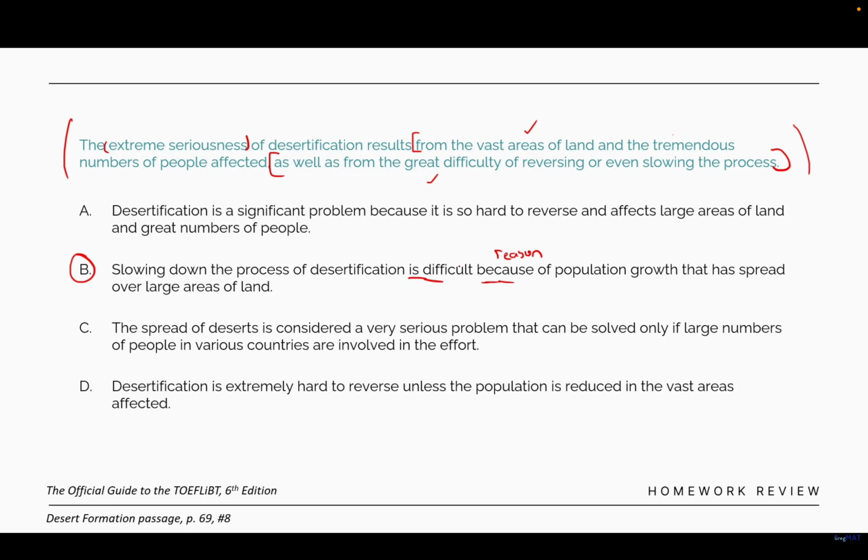But if you look at answer choice B, B is saying the reason why it's difficult to slow down is because of population growth. Does it say that in the highlighted sentence? Tremendous number of people affected, so I thought it's the same. So let's actually break down this highlighted sentence. What is the effect and what is the cause? Let's start with the effect. What is the effect?